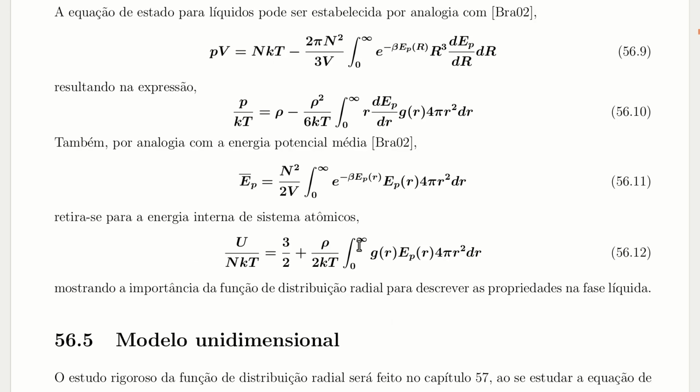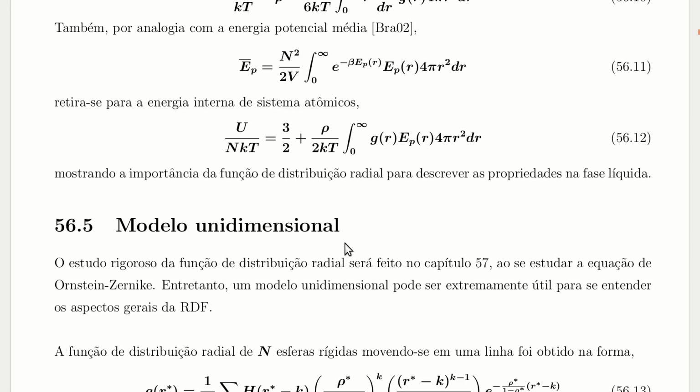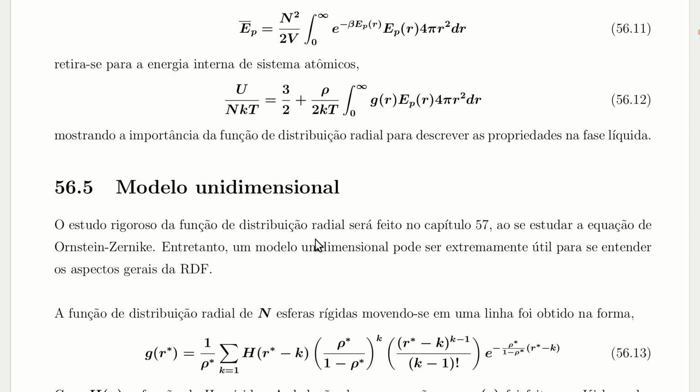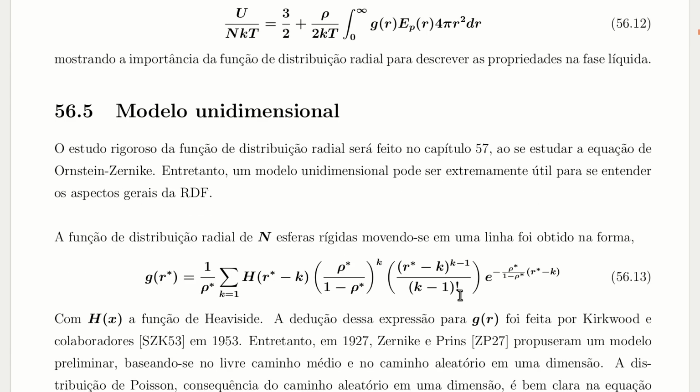I would like to discuss now a one-dimensional model that's very useful to introduce a concept about the radial distribution function, which is given by this expression. This is a model of hard spheres, and sometimes it's also called the hard rod model.